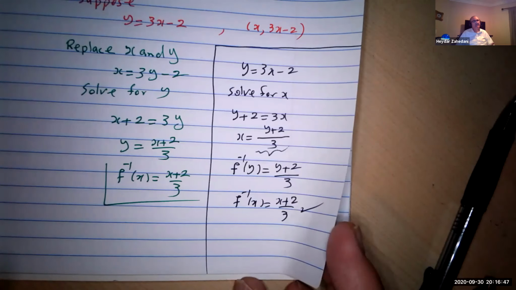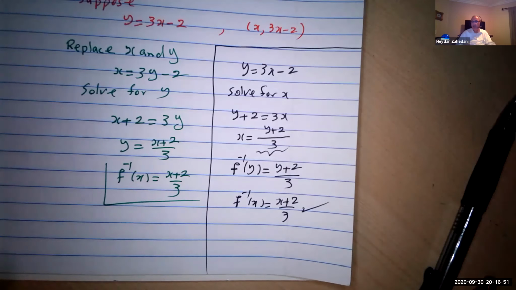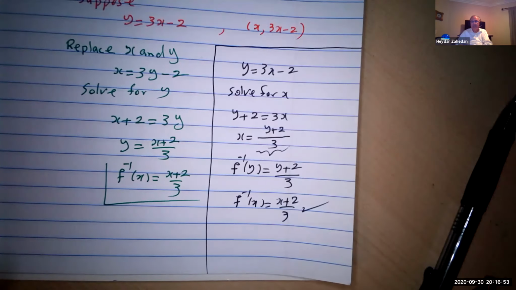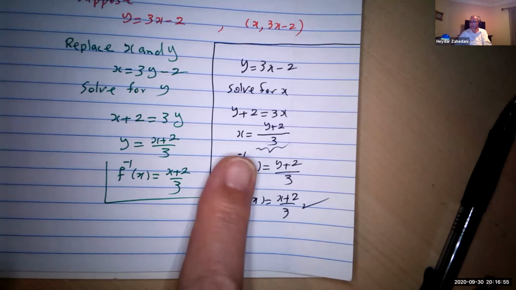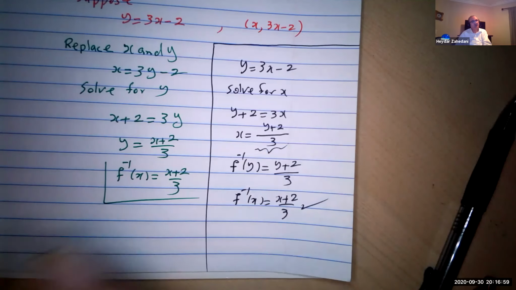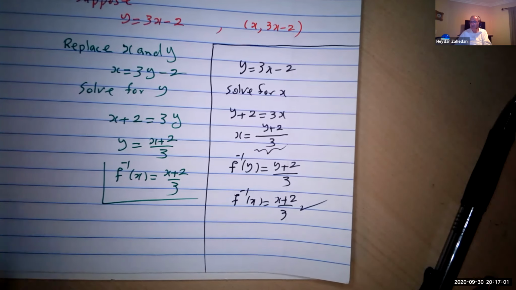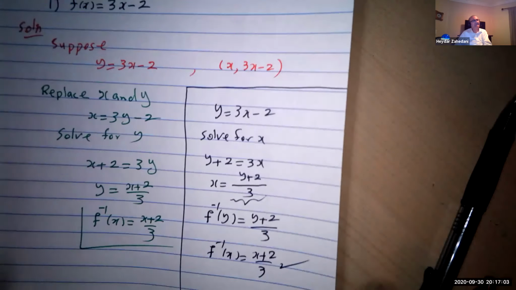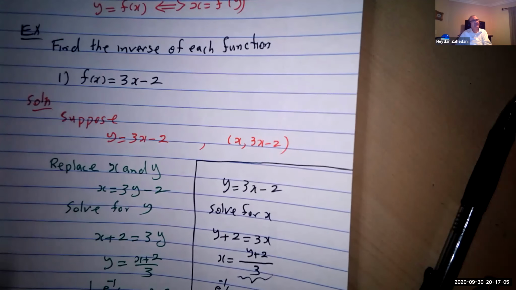So you give me the function, I give you the inverse. What's the inverse? I have to switch. You give me y equal to, I give you x equal to. I switch the ordered pairs to get the inverse function. That's type 1. Ready for the next one?